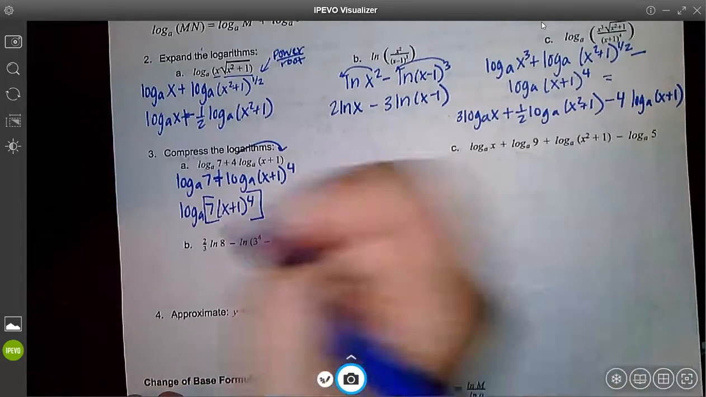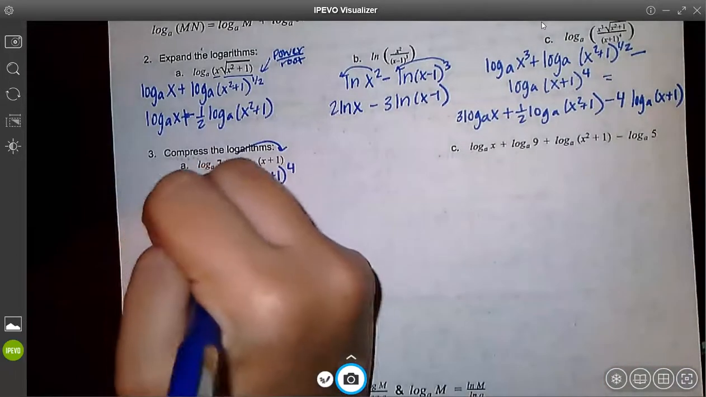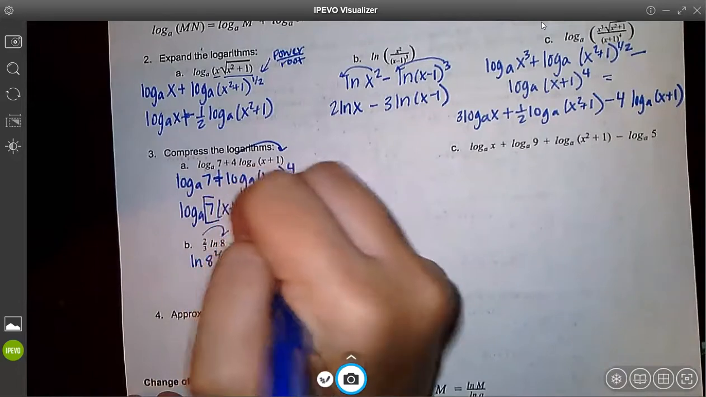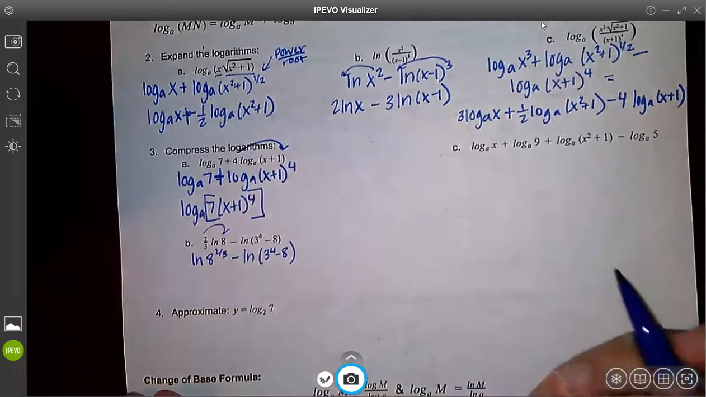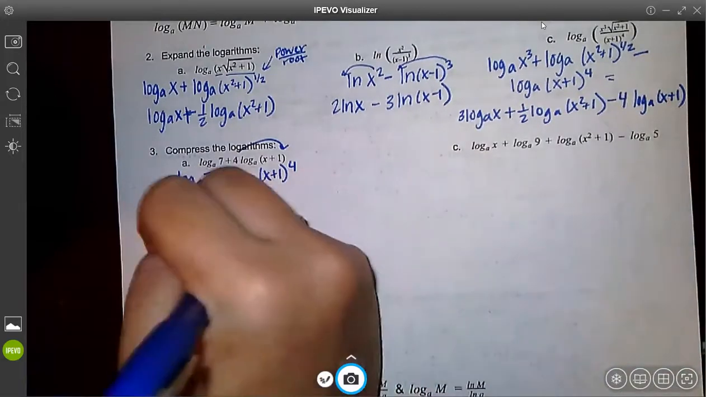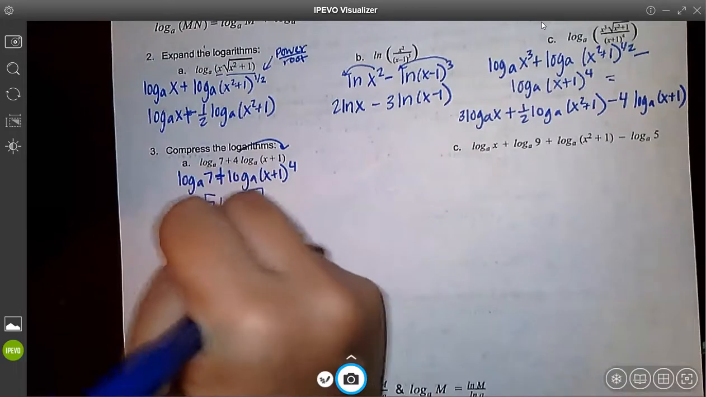B, same situation. Bring up my power first. The natural log of 8 to the 2/3 minus the natural log of 3 to the 4th minus 8. Subtraction translates to division, so I have the natural log of 8 to the 2/3 over 3 to the 4th minus 8.